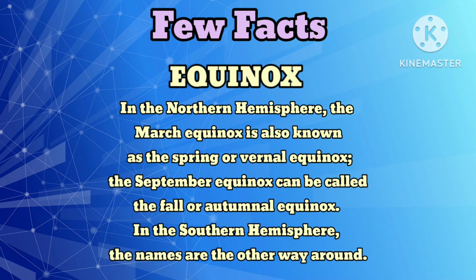In the Northern Hemisphere, the March equinox is also known as the spring or vernal equinox. The September equinox can be called the fall or autumnal equinox. In the Southern Hemisphere, the names are the other way around.